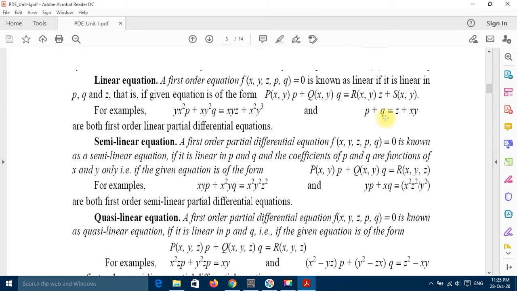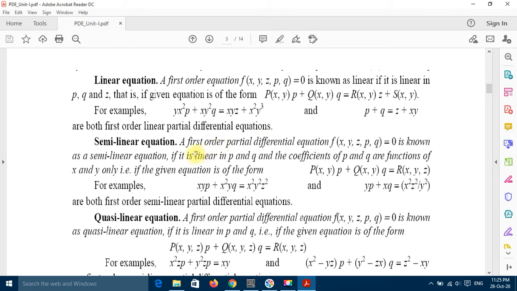For example, p plus q is equal to z plus xy. This differential equation is also linear because p and q and z all have degree 1, so this differential equation is known as linear partial differential equation.